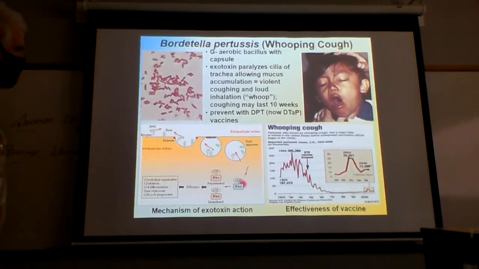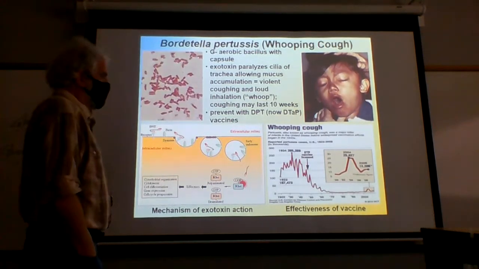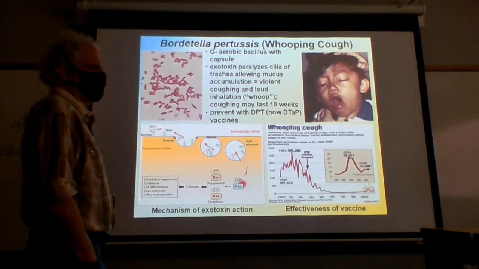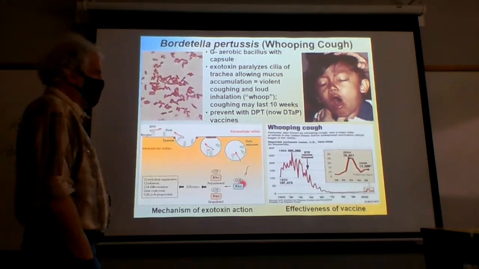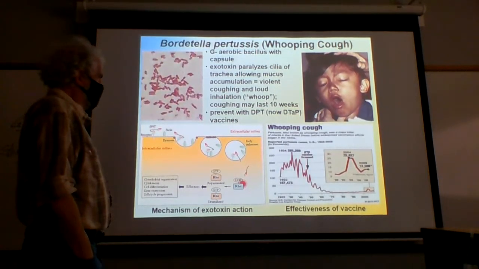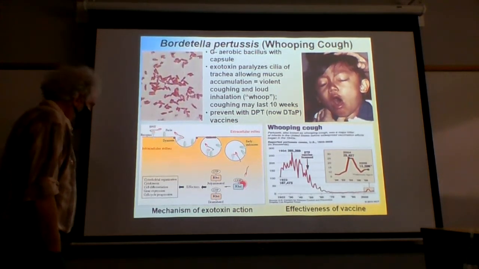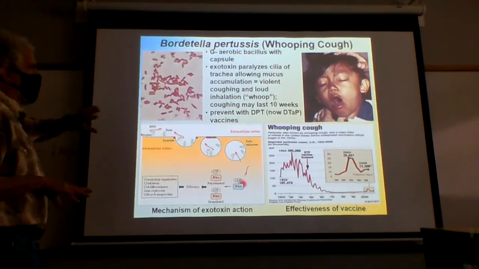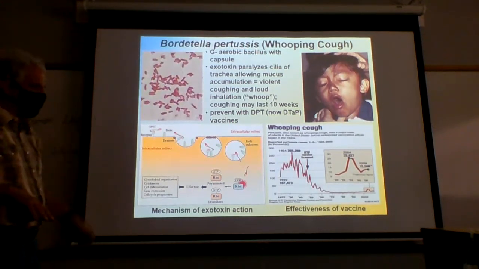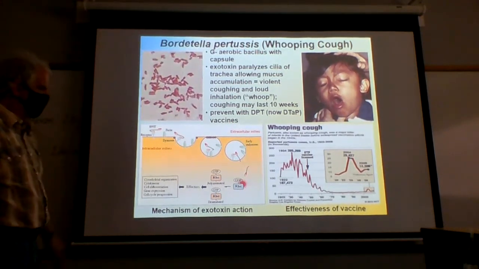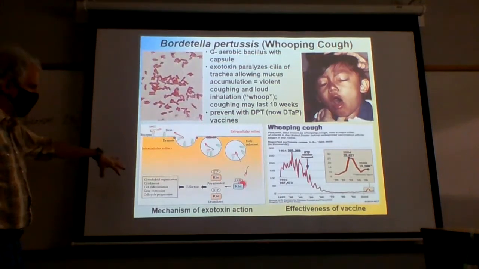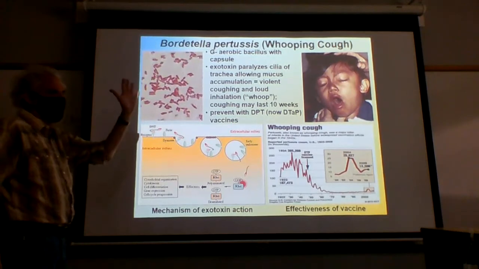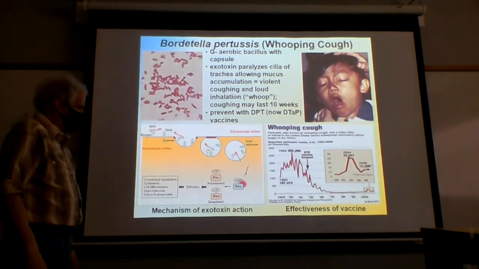And we now prevent this with the diphtheria, pertussis, tetanus, what's the T? Regardless, the DPT, or now the DTaP vaccine. The exotoxin is a little bit different than the exotoxin that we were looking at previously, but it has the ability to actually affect parts of the cytoskeleton that are involved in the waving of the cilia.